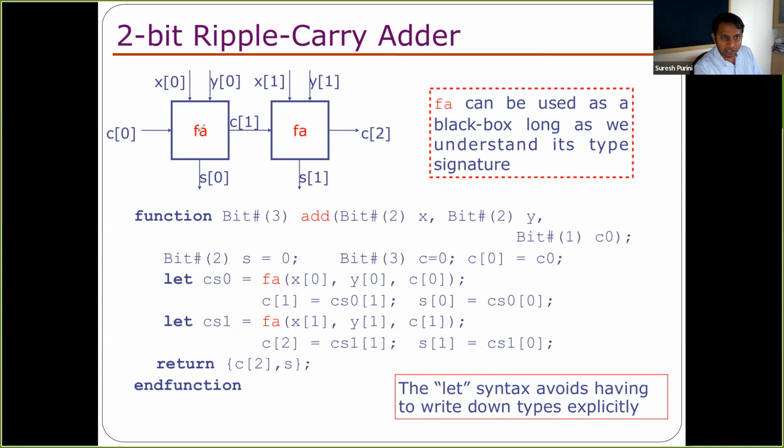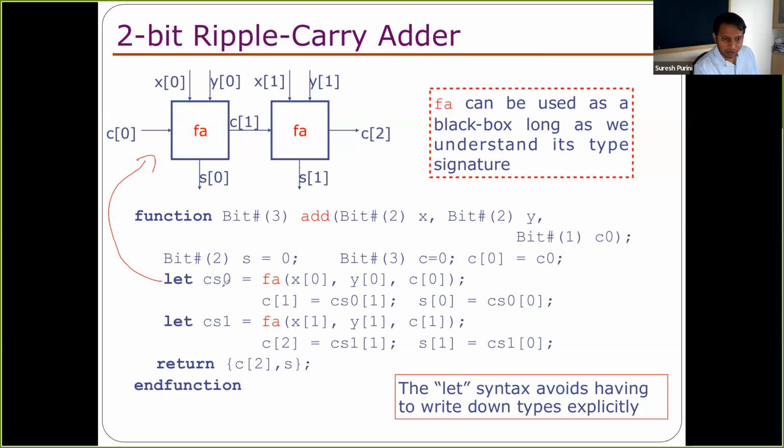You can see, this let automatically infers the type based on what is there on the RHS. So CS0 will be of type 2 bits, bit hash 2, and similarly CS1. So here what is happening is this line will generate this. C0 acts as a carry in, and X0 and Y0 go here.